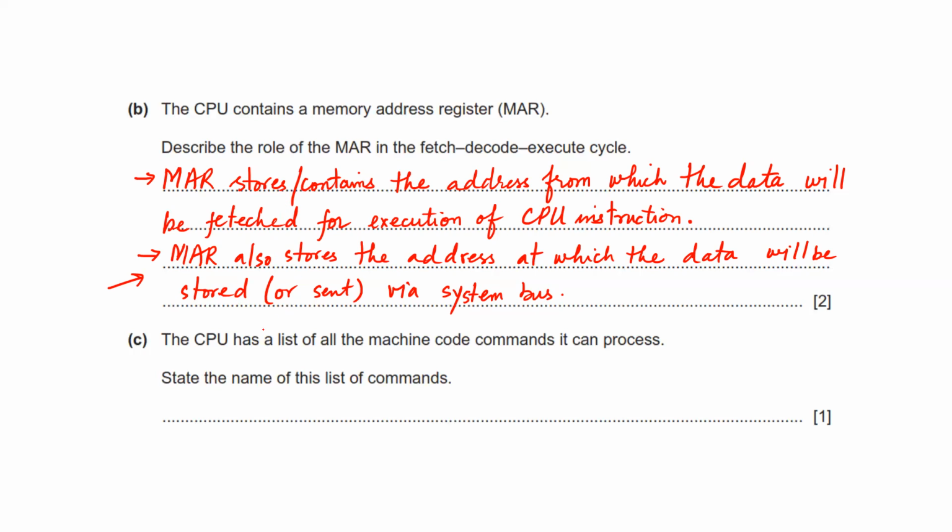Going ahead, part C says the CPU has a list of machine code commands that it can process. State the name of the list of commands. This list of commands is the instruction set.